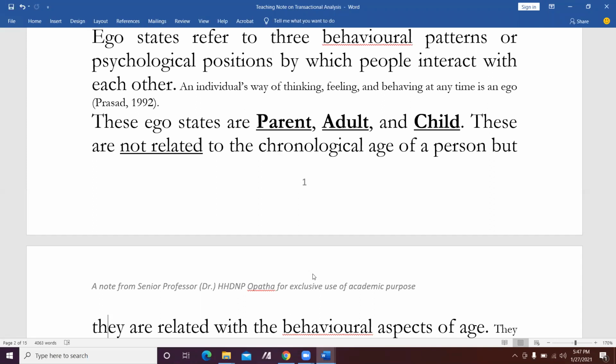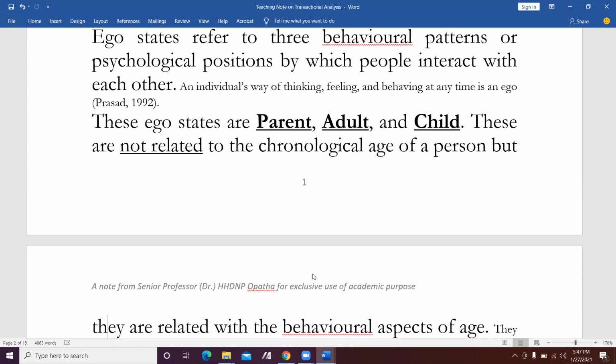So therefore, within you also, there is a parent. You are not a parent now. Indeed, you are not a parent. But a parent is within you. There is a parent living within you psychologically, not really physically, because these things are not related to the chronological age of a person. I am a parent. Also, I am an adult. But within myself, there is a child also living.